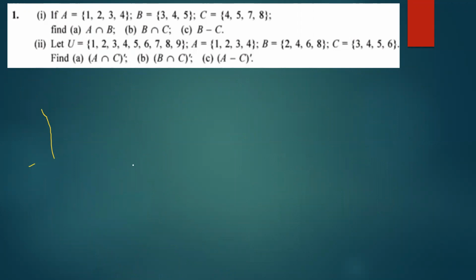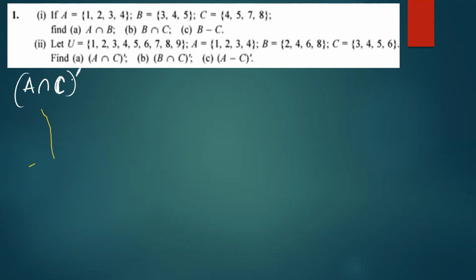All right, so we move on to the second question. The second question there, we've been given the universal set, which is 1, 2, 3, 4, 5, 6, 7, 8, 9. And then set A is 1, 2, 3, 4. Set B is 2, 4, 6, 8. Set C is 3, 4, 5, 6. And then they're asking us to find A intersection C complement.